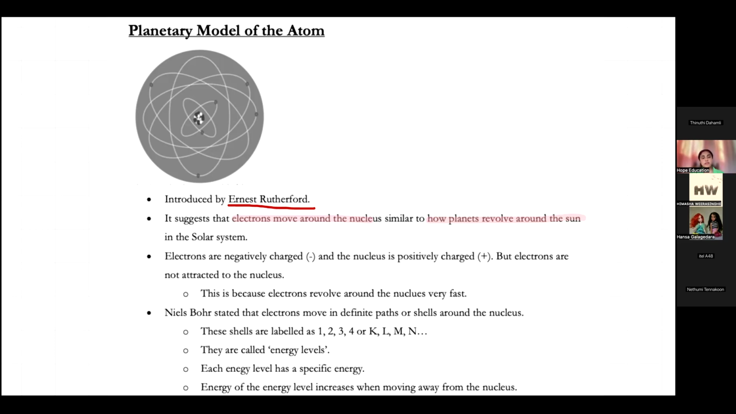Attract or repel, positive and negative. Alamai? Yes. Positive and negative, they attract.